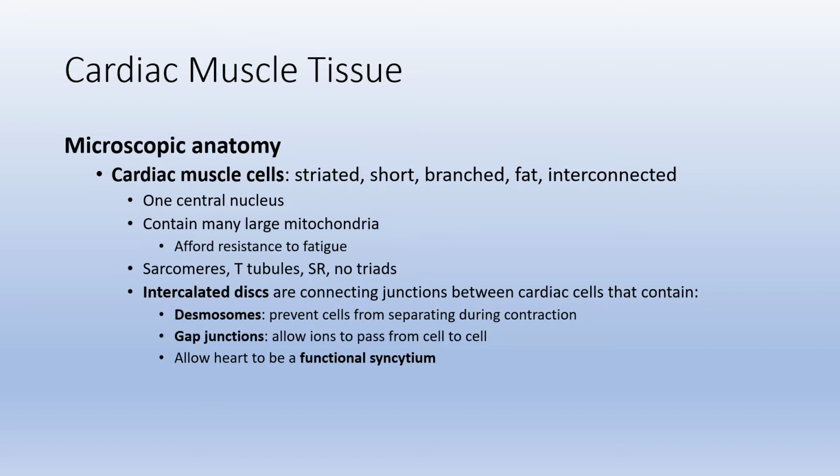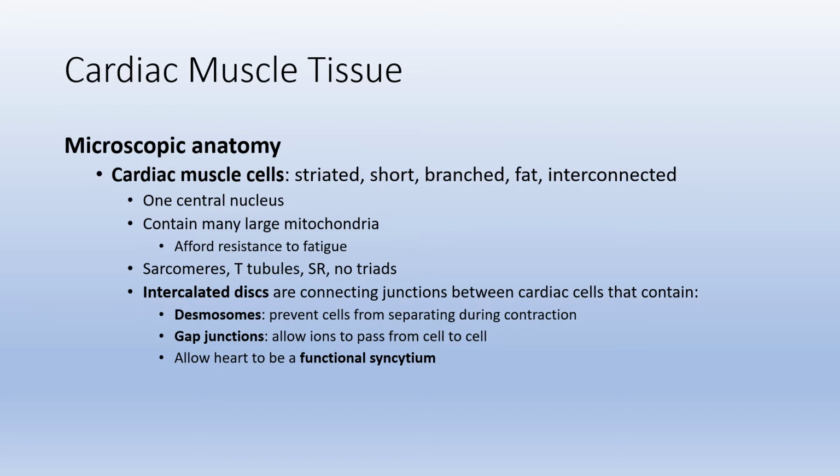Remember, a mitochondria is the powerhouse of the cell. Mitochondria utilize oxygen to produce energy in the form of ATP. Similar to skeletal muscle cells, cardiac muscle cells also have sarcomeres. Remember the A band, the I band, the Z disc? Cardiac muscle cells also have T-tubules, a sarcoplasmic reticulum, but no triads.